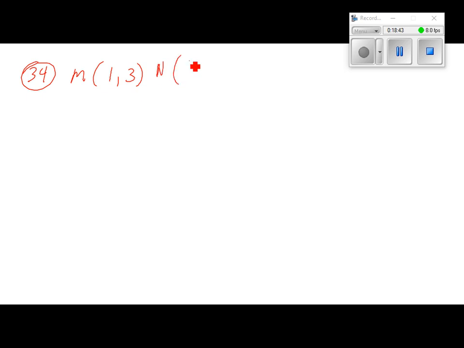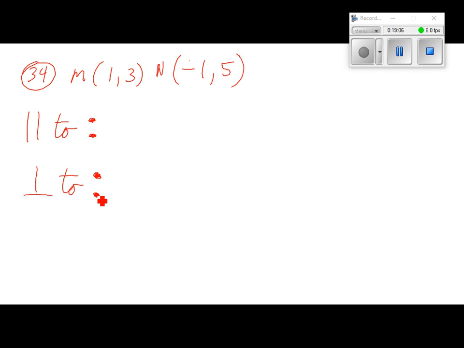Problem 34. Yeah, so we should be done. They give us these 2 points. They want us to find the slope of a line that's parallel to that line and find the slope of a line that's perpendicular to that line. These are the kind of questions I like. I guarantee there's several of these on the test.